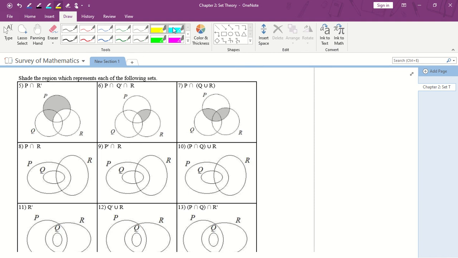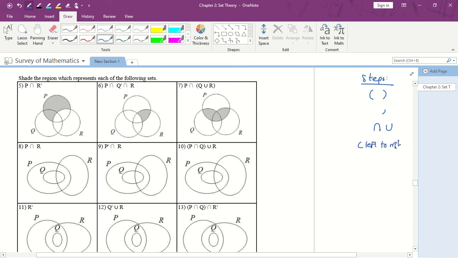Okay, let me just write down the steps here. Steps: parenthesis, the complement, intersect and union, then left to right. Okay, and we need to remember that intersect means only included and union means included all of. Okay, so now we got the tips here, and now we should start.